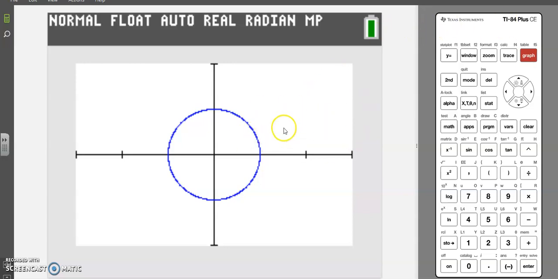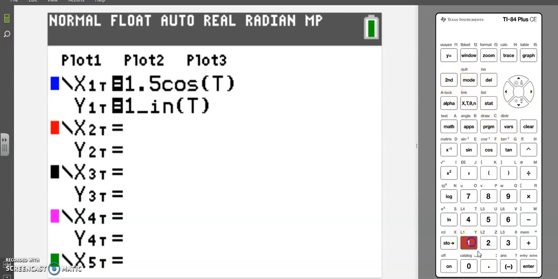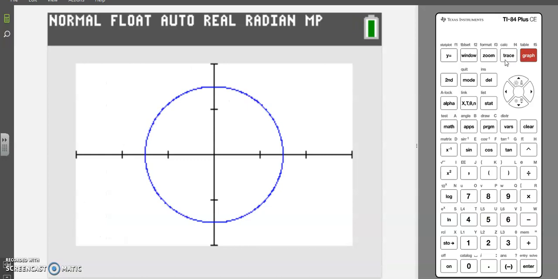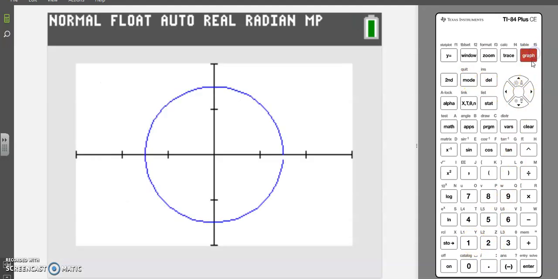So you can see all those things about the parametric equations. One other thing I'd like to show you with this particular example is that on the y equals, I'm going to insert 1.5 in front of the cosine, and I'm also going to insert 1.5 in front of the sine. What that's going to do is multiply cosine and sine by 1.5, which means the radius of my circle is now going to be 1.5. I'm going to do one more thing, and go back to 0.1 for my t-step, and I want you to look at something.